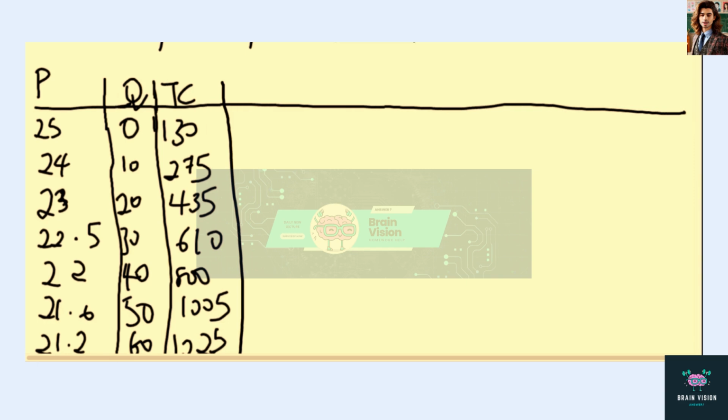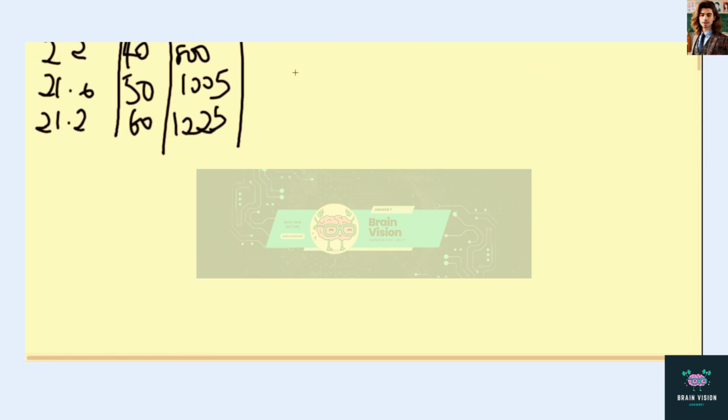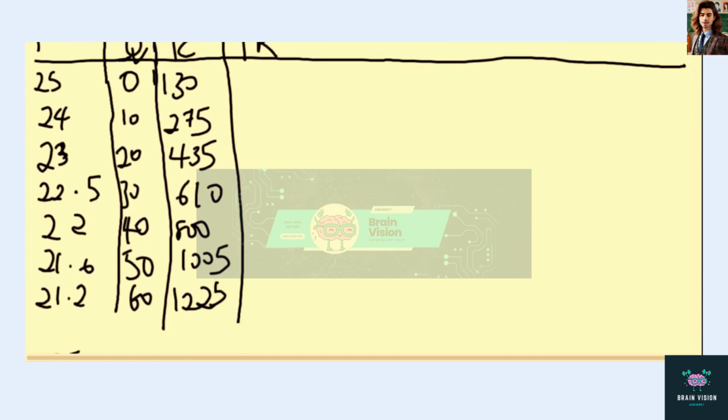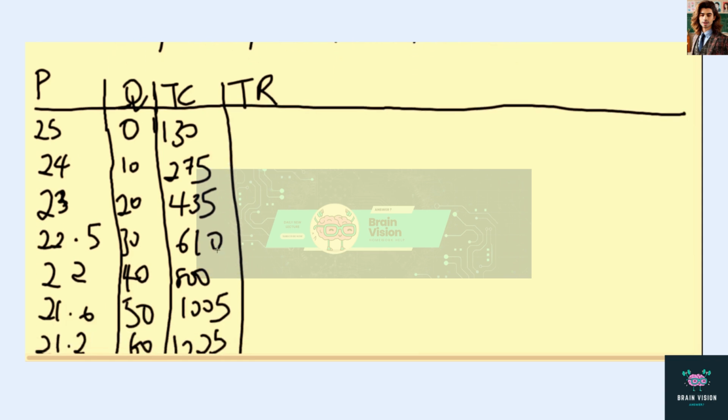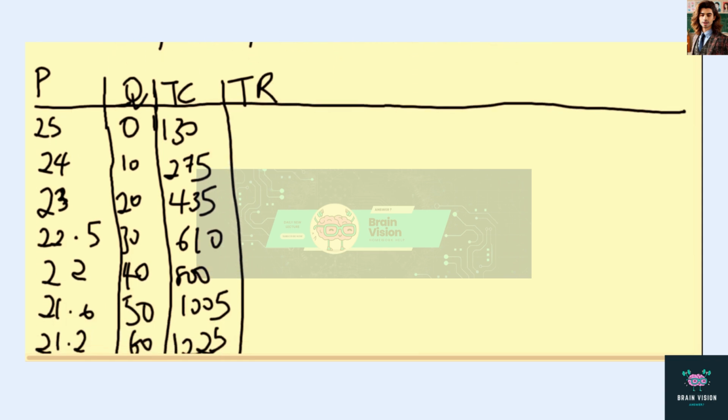Total revenue, which is TR. We know that the formula for finding total revenue is P times Q, which is price times quantity, because revenue is how much you earned: the price you sold times the quantity you sold. If we go back to the question, we see P and we see Q. So we multiply the P and Q for each line.